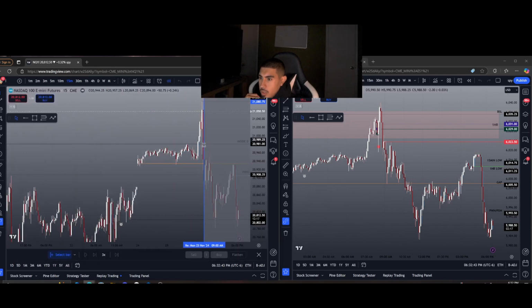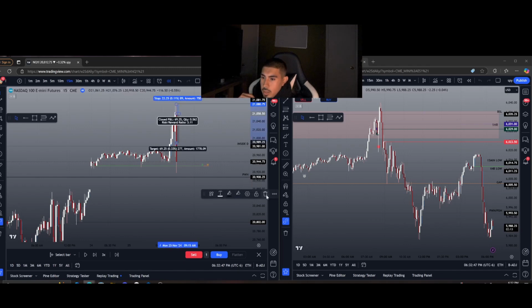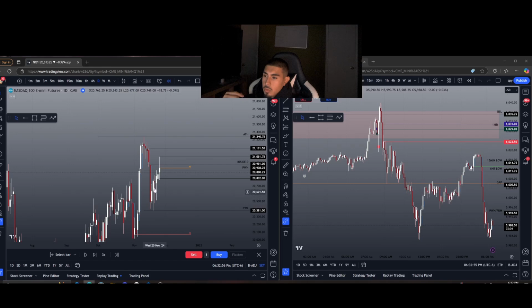So what we have here. On NQ, we knew that off the morning it pushed up, right? We had a structure shift on the 15 minutes to the upside. For me, this is all within the range off of previous Friday's high and low. So I knew we were stuck in a range.